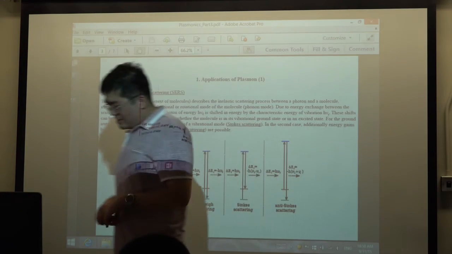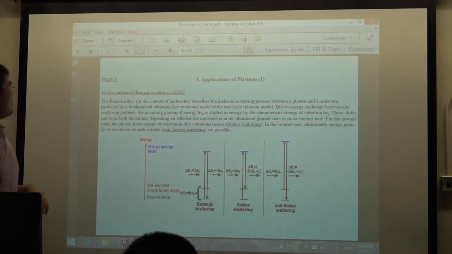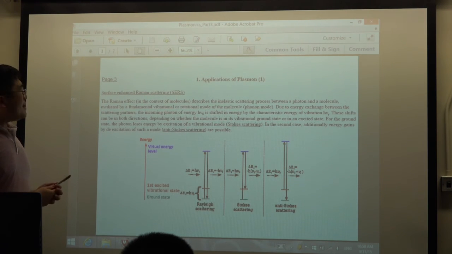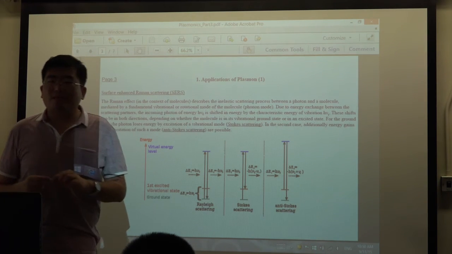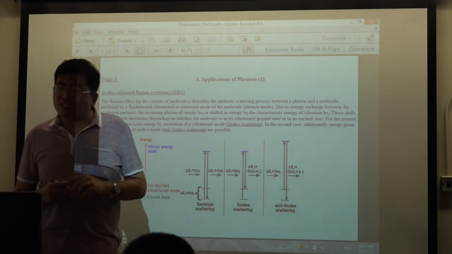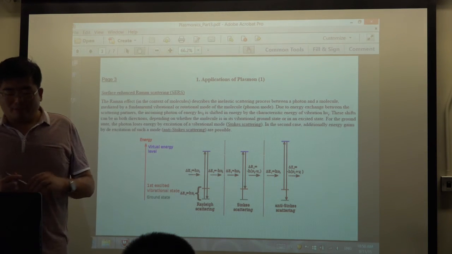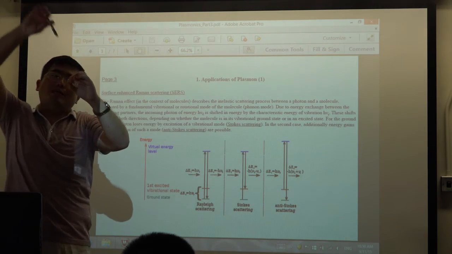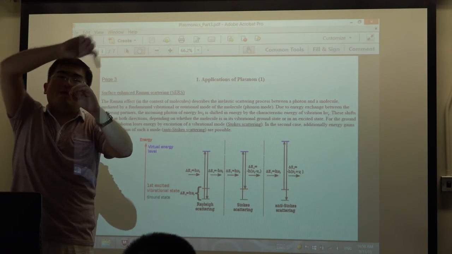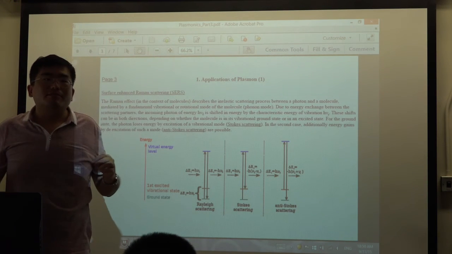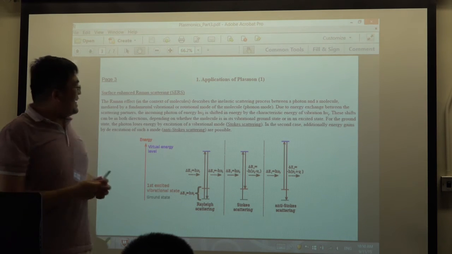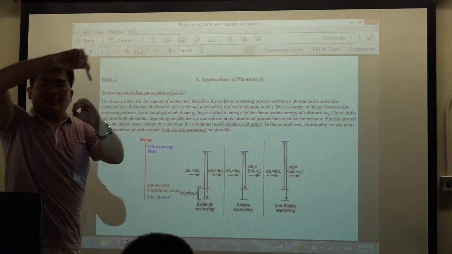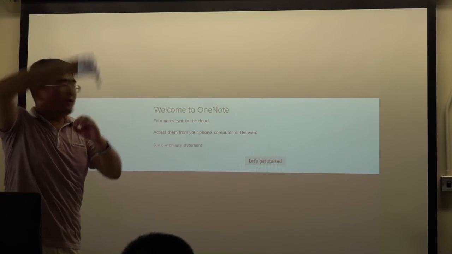Why Raman scattering? Why is Raman scattering important? Raman scattering describes the inelastic scattering process. Okay, this is the first concept. What's the meaning of inelastic? First is elastic. Elastic is linear. I mean, if I illuminate with photon omega, then the scattered wave is also omega. We call it elastic. But inelastic, I shine omega, then the scattered wave is not omega.